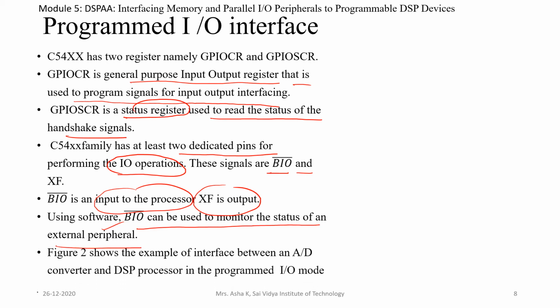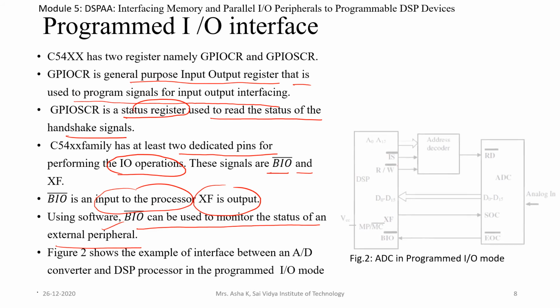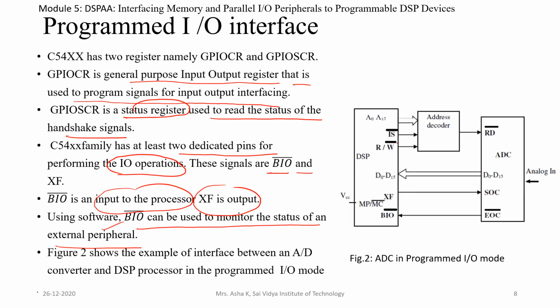Now we have here the diagram for the A to D converter and DSP processor interfaced in the programmed input output mode. This is the DSP processor, which has address lines, data lines, plus VCC supply, the microprocessor/microcomputer mode operation pin, XF external flag, and we also have here BIO. BIO is an input pin, and XF, the external flag, is an output pin of the DSP processor.